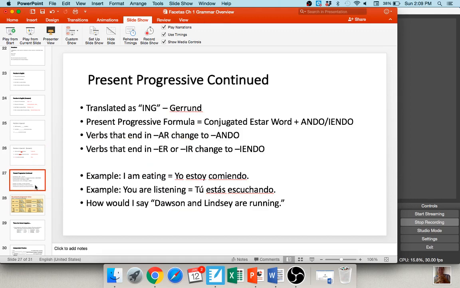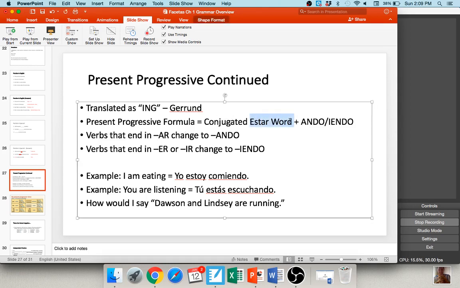The last thing we're going to talk about today is the progressive tenses. Okay? Now, you probably learned the present progressive to start out. We translate these in English as ing. So walking, talking, breathing. These are all things that end in ing. We refer to these as gerunds in English. Okay? The formula that you're going to use when dealing with a progressive in Spanish is an estar word followed by ando or yendo, okay? And that's referred to as a participle. So an estar word and a participle.